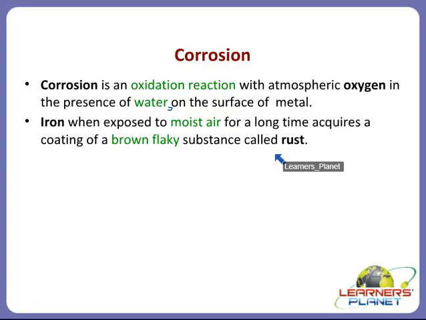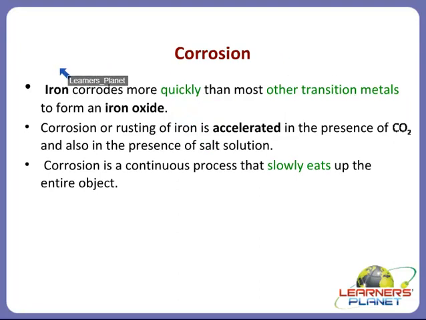So that can be easily rubbed off. So if we keep on rubbing that surface, again fresh iron is exposed. Again that hydrated iron oxide is formed. Then we'll again rub it. But it is a continuous process, and what happens is that at the end of the process, the metal becomes thinner. Now this iron corrodes more quickly than most other transition metals to form an iron oxide.